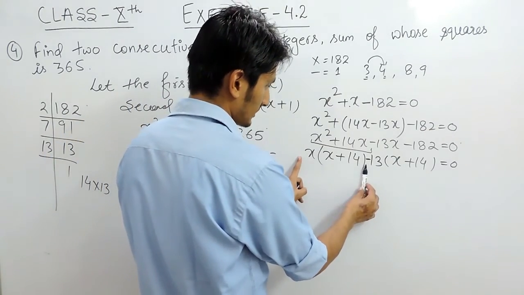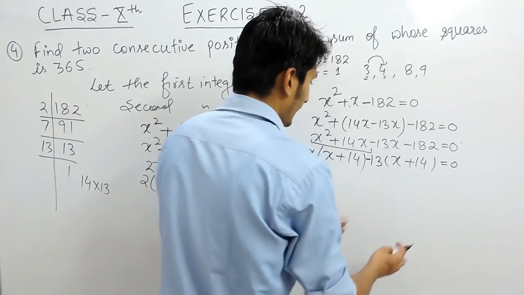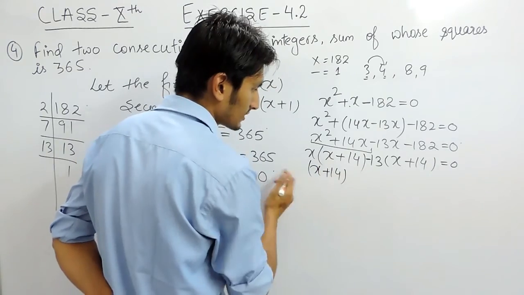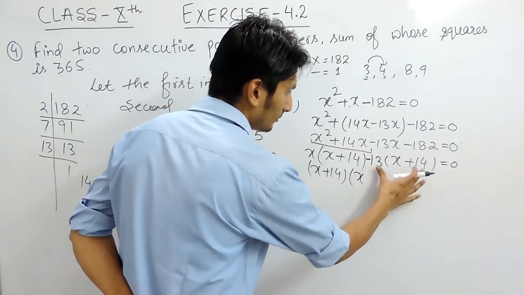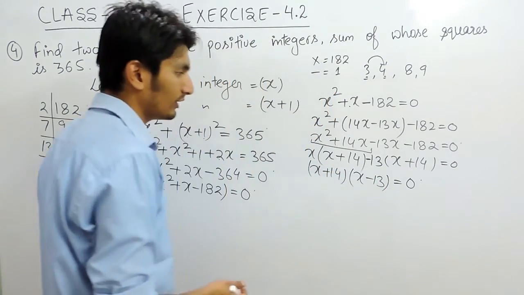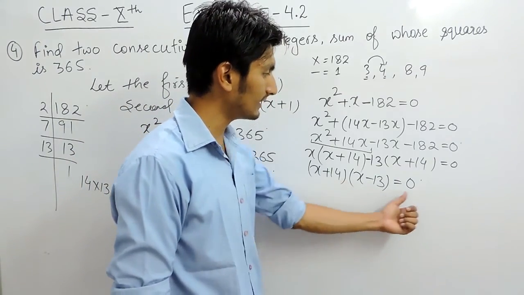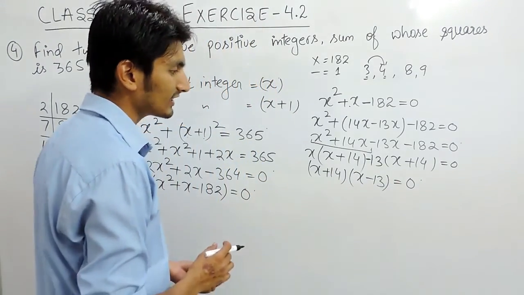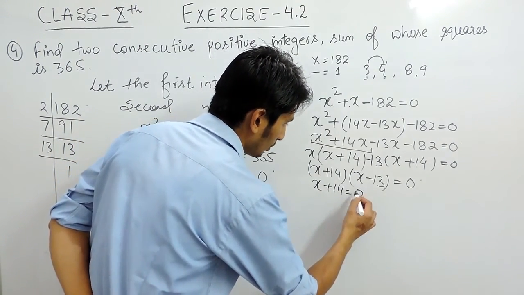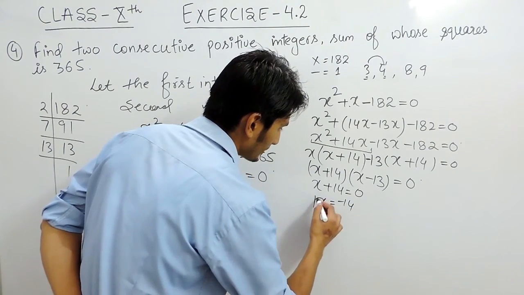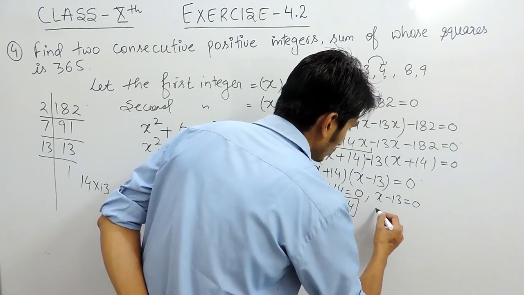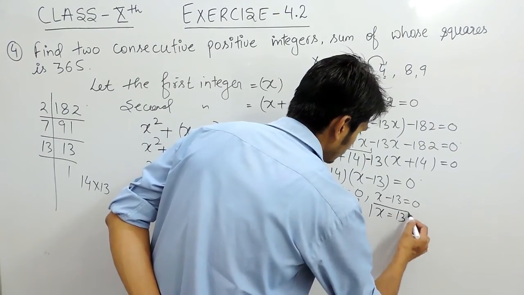Now we have again two terms, this is one term minus this is another term, and from both the terms x plus 14 can be taken common. If x plus 14 is taken out from the first, only x will remain, and from the second, only 13 will remain inside the bracket. Now we know that if two factors are multiplying and the result is 0, then one of these factors must be 0. So x plus 14 must be 0, so the value of x must be minus 14, and in the other case x minus 13 equals 0, so the value of x must be 13.